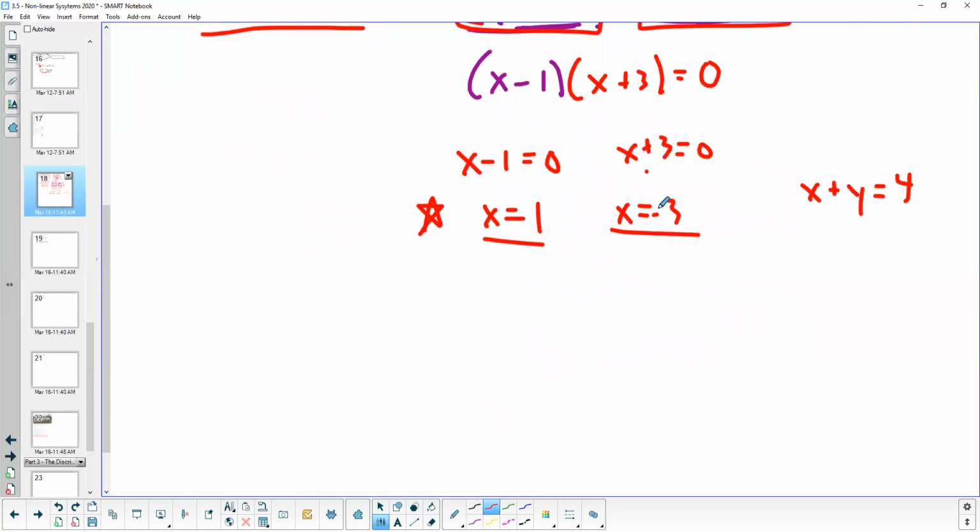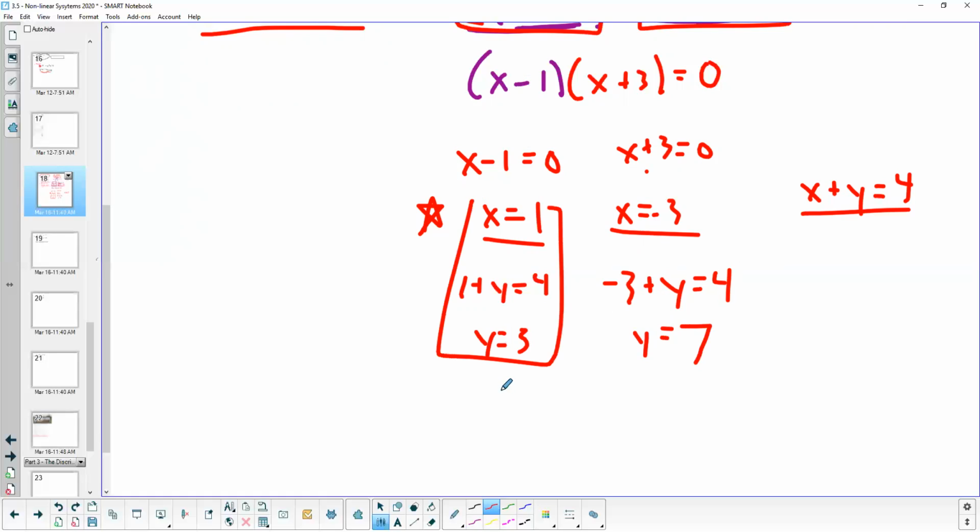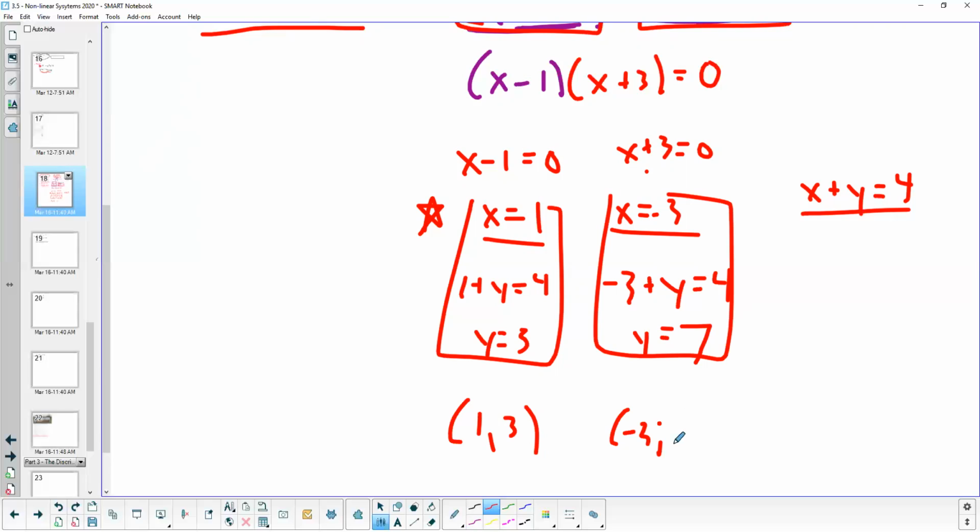And so the first one, if I plug x equals 1 into this, I get 1 plus y is equal to 4. And if I subtract 1 from both sides, I get positive 3. Same thing for x equals -3. I plug in x equals -3, and I get -3 plus y equals 4. To get rid of a -3, you add 3 to both sides. And so that gives me y is equal to 7. And so my answer to this first solution right here gives me a coordinate of 1, 3. And the second gives me a coordinate of -3, 7.